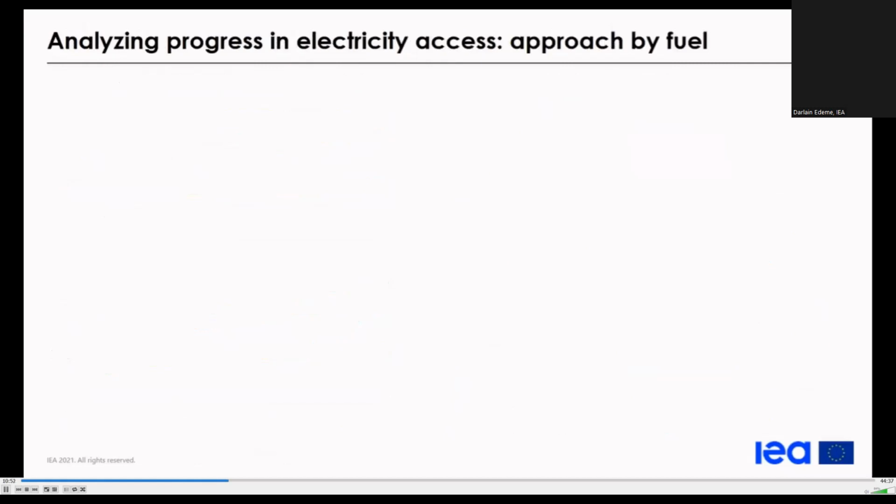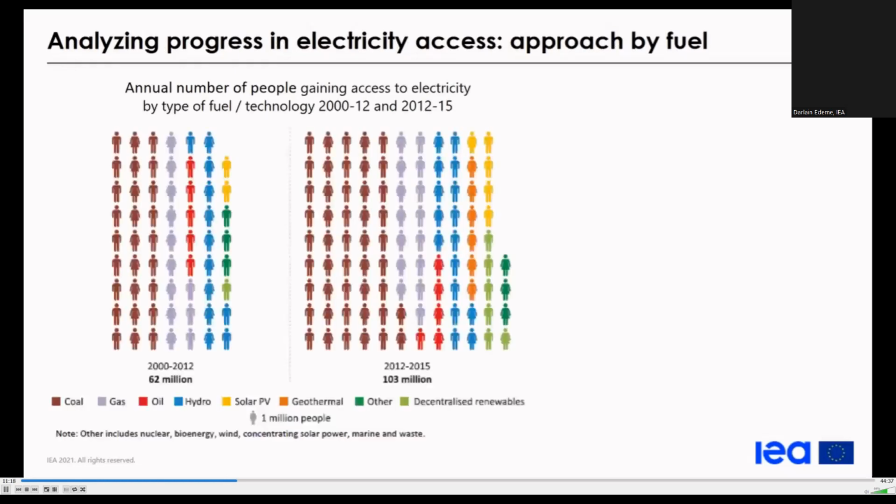So another way of looking at electricity access is by the fuel or the technology and the solutions which are providing access. And this is an analysis we've been doing, looking at the annual number of people gaining access to electricity by type of fuel and by technology between the year 2000 and 2012, and then between 2012 and 2015. And what you can see here is first an acceleration. On average, there were more people gaining access to electricity in the second period observed than under the first one.